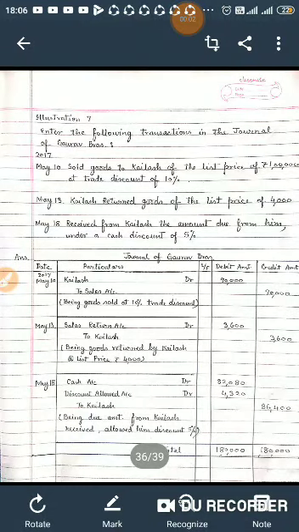Now I'm taking another illustration. Enter the following transactions in the journal of Gaurav Brothers. There are three transactions given. I will explain them to you one by one.